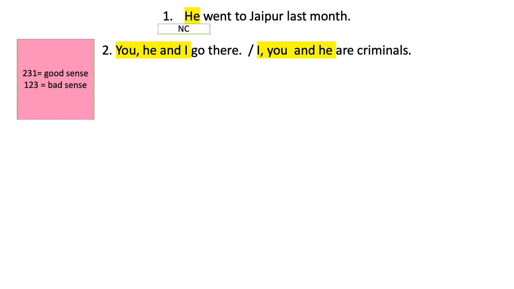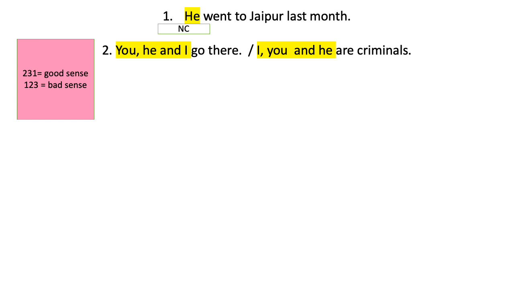Easy, but there is a word of caution. The number 231 is followed to make a good sense, as in you, he, and I go there. You, he, and I study here. The number changes to 1, 2, 3 for making a bad sense. For example, I, you, and he are criminals.